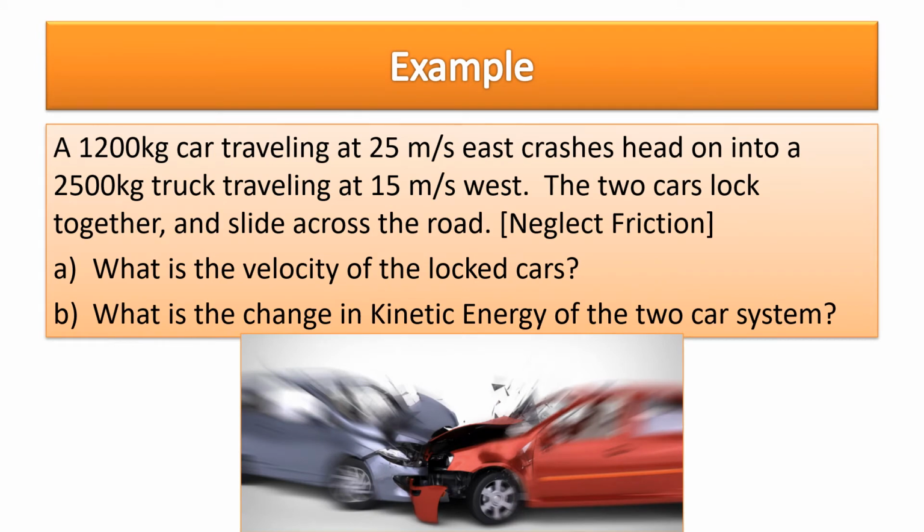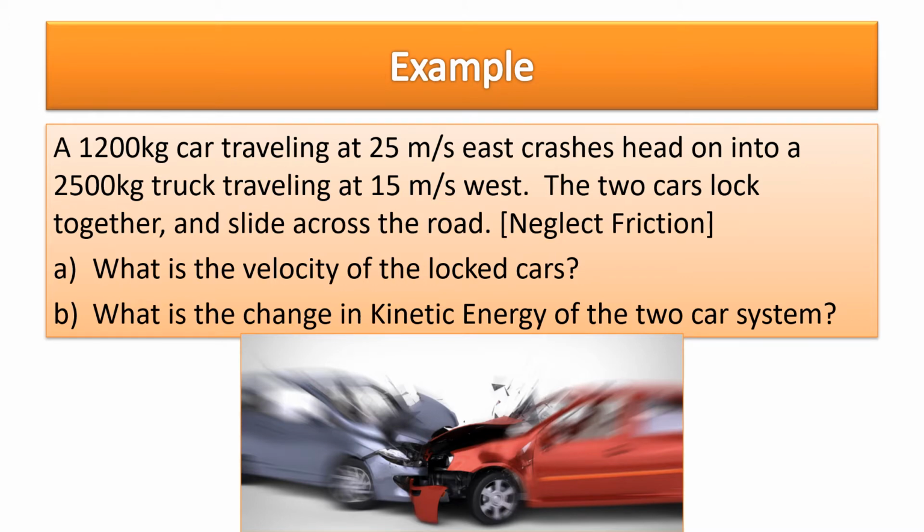So let's do an example. A 1,200 kilogram car traveling at 25 meters per second east crashes head on into a 2,500 kilogram truck traveling at 15 meters per second west. The two cars lock together and slide across the road. They don't tell us if they slide to the east or west.